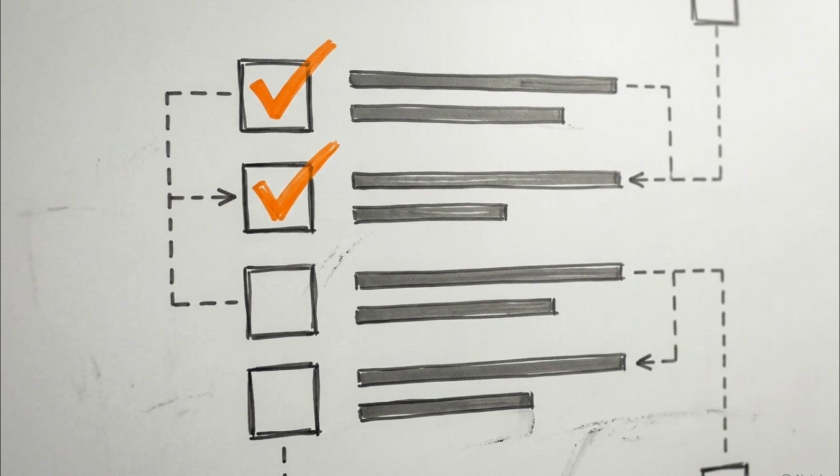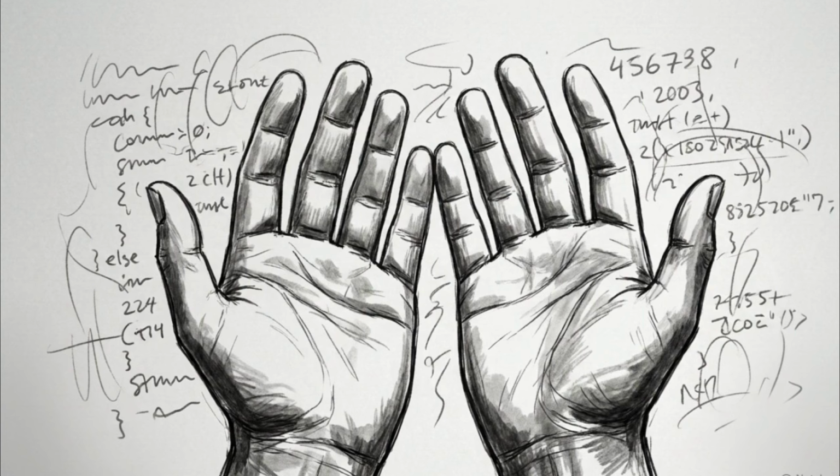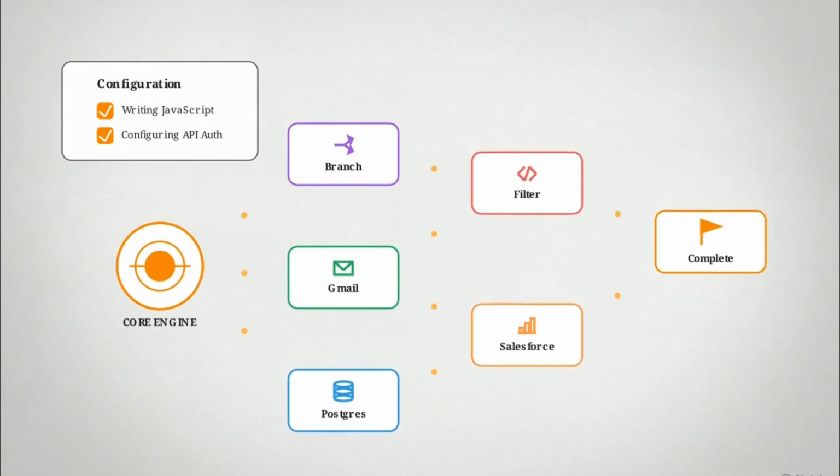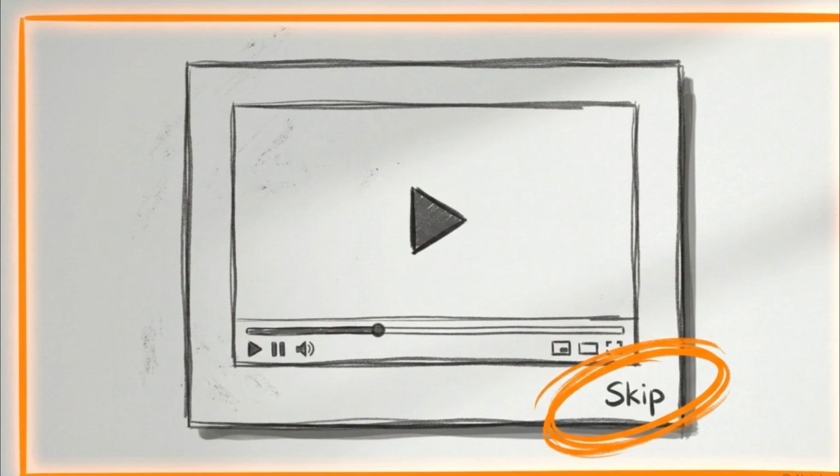Here is the skills checklist. Make sure to check the boxes for configuring API authentication and writing JavaScript. Don't worry if you aren't a programmer. Checking these boxes simply ensures the engine has access to the full range of advanced nodes. You won't be forced to write any actual code. Finally, a welcome video pop-up will appear on your screen. Hit skip so we can get straight to the practical build.